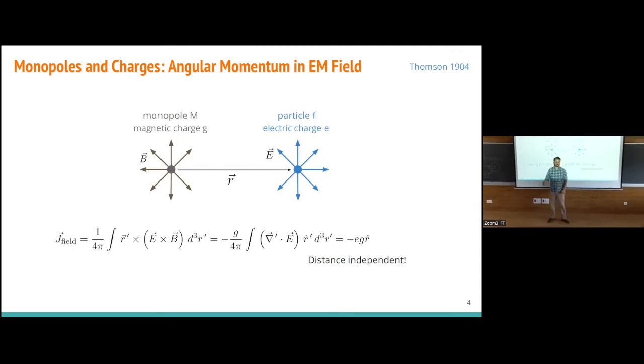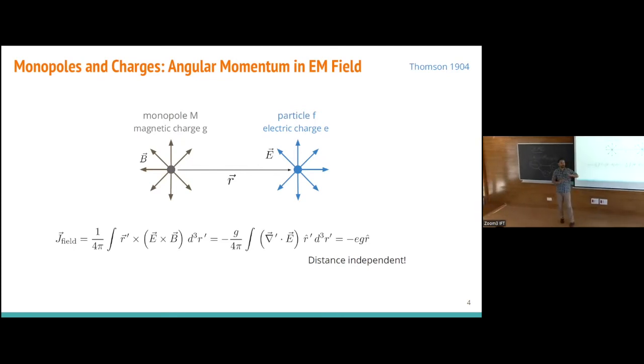So this is just the direction between the monopole and the charge. But this is distance independent. So I can throw the monopole to like Andromeda, and yet there'll still be, because I'm integrating over all space and time, an irreducible angular momentum associated with the field.